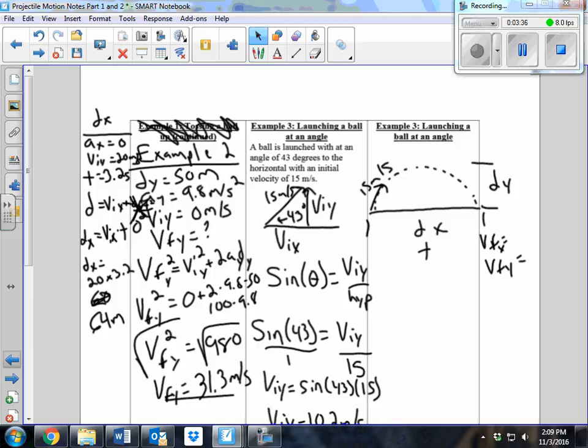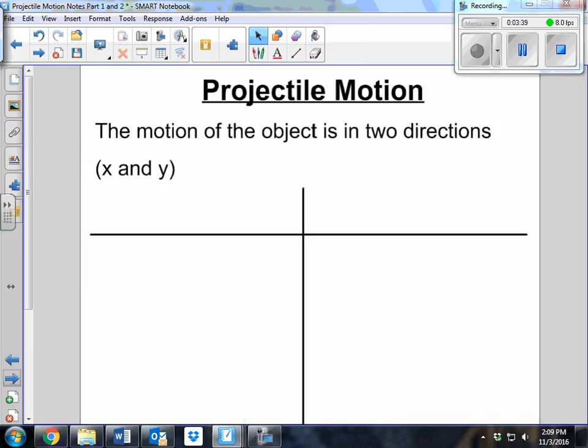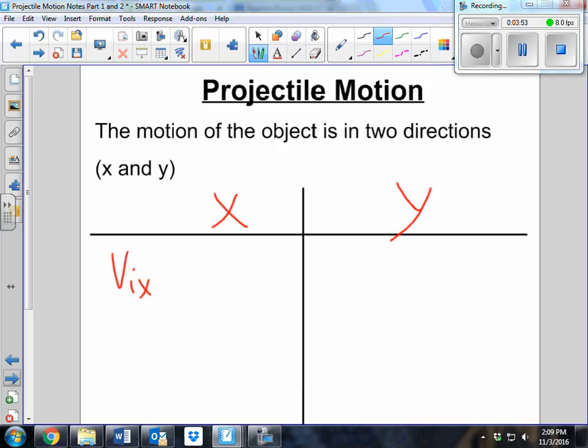So what I'd like you to do is make this table in your notes. This is the projectile motion table. And remember, because x's and y's are like oil and water, they don't mix, so you have to treat them independently. So we just found our VIX. Our VIX came out to be 11 meters per second, and our VIY equals 10.2 meters per second. Now, in this table, we can just start listing things we know.